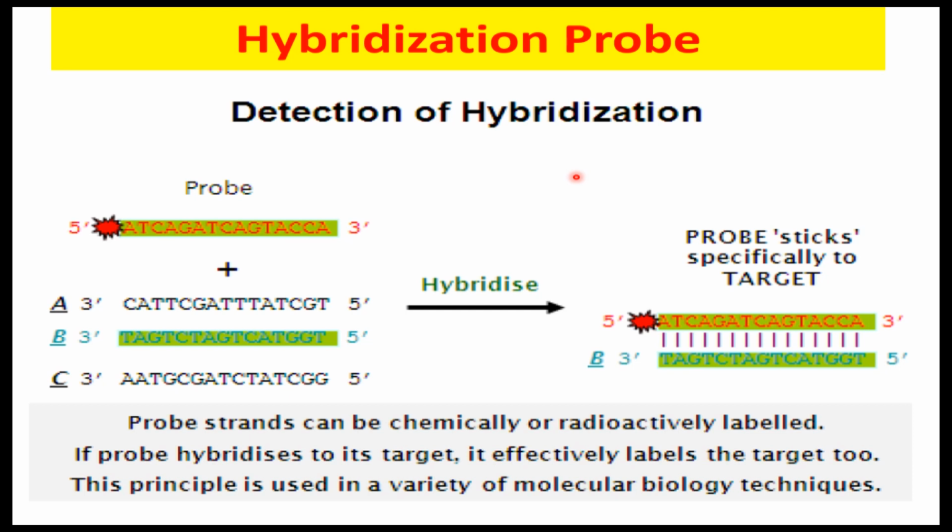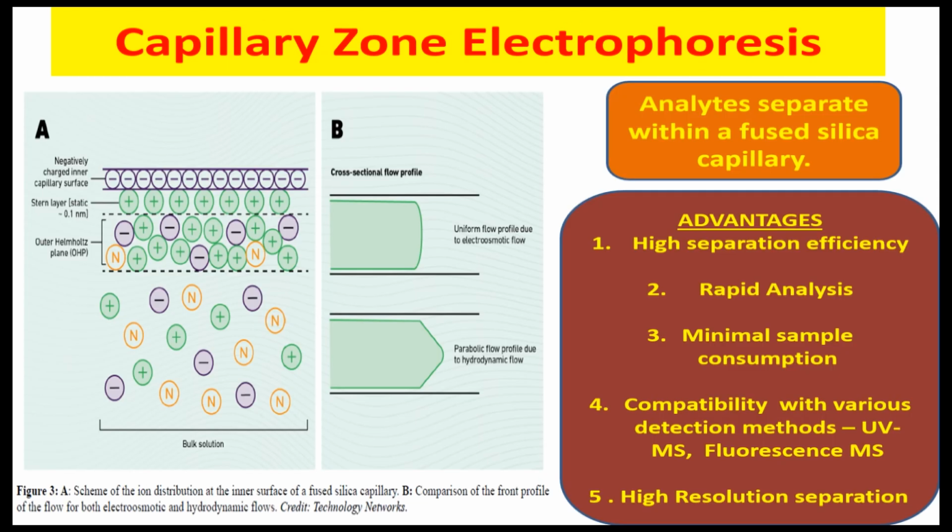So this is the hybridization probe. This is how the hybridization probe is used for diagnostic purposes also. Let's go on to capillary zone electrophoresis. This capillary zone electrophoresis is just like ordinary electrophoresis, except for the fact that it uses a fused silica capillary. It has several advantages like high separation efficiency, rapid analysis, minimal sample consumption, and compatibility with various detection methods like UV MS, ultraviolet mass spectrometry, fluorescence MS, and high resolution separation.